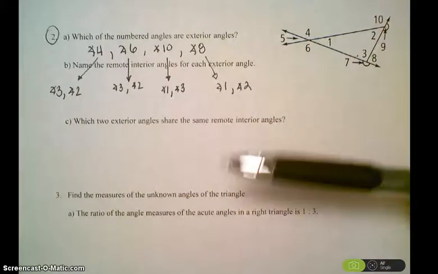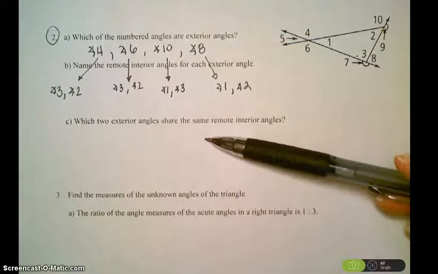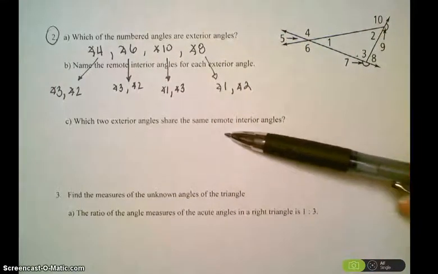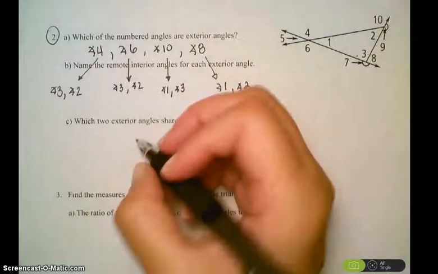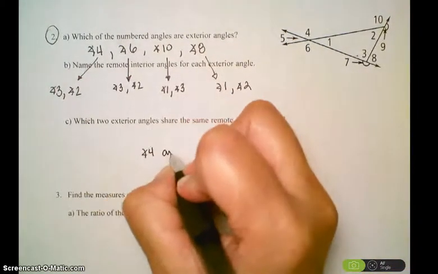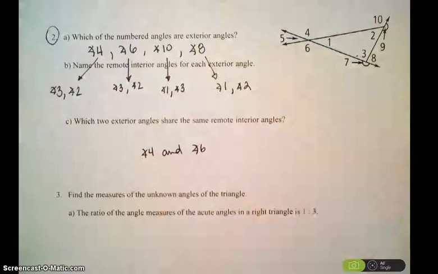Okay, the next question asks, which two exterior angles share the same remote interior angles? And as you can see by your listing here, that would be angle 4 and angle 6. Okay, we're going to stop right here and I will see you in class.